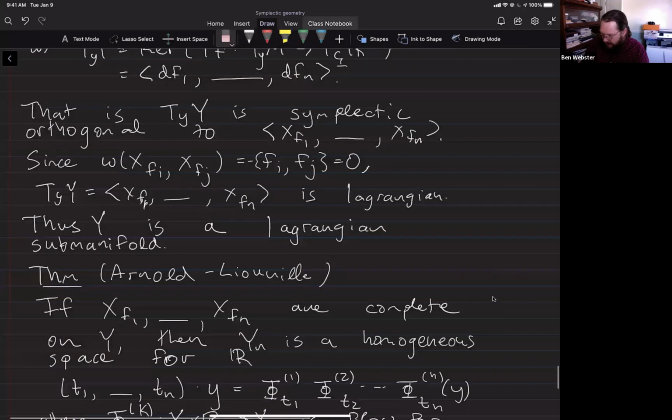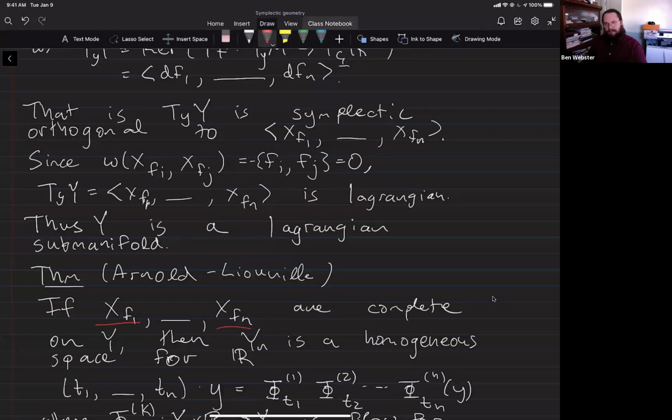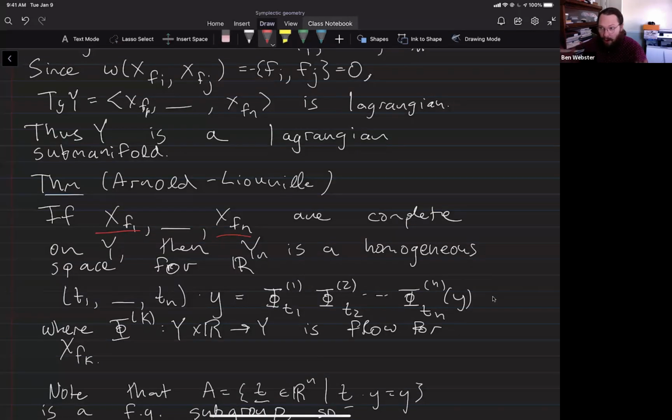And if these vector fields X_f1 up through X_fn are all complete on this fiber, then each one of them has a flow. And because the functions Poisson commute, the vector fields have trivial Lie bracket, and so the flows all commute. And those commuting flows give you an action of the group Rn. We're going to talk next time about actions of Lie groups in more detail, but this is one example of one.